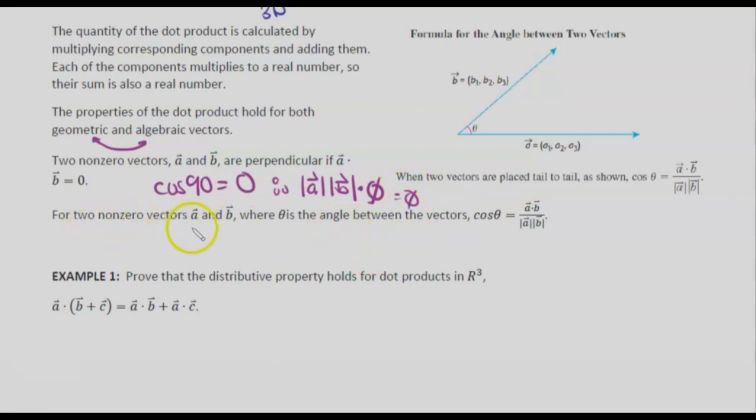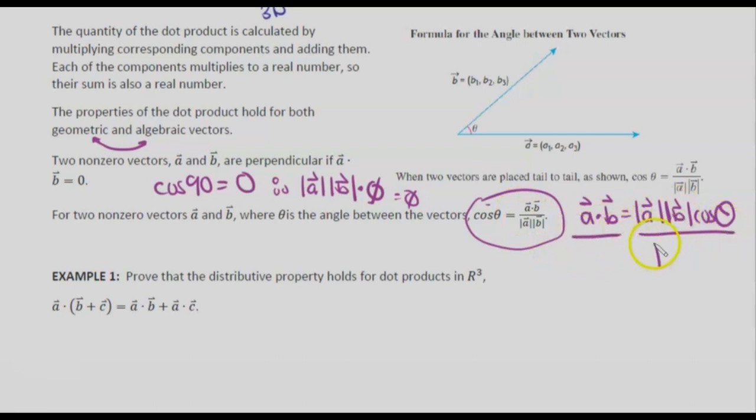For two non-zero vectors A and B, where theta is the angle between the vectors, we get this. We get cos theta equals A dot B over magnitude of A times the magnitude of B. Okay? Where do we get that from? Well, we had the original definition, A dot B is going to be equal to magnitude of A times magnitude of B cos theta. All that is rearranging this equation. So all that is dividing both sides by the magnitude of A, magnitude of B, and isolating for cos theta.